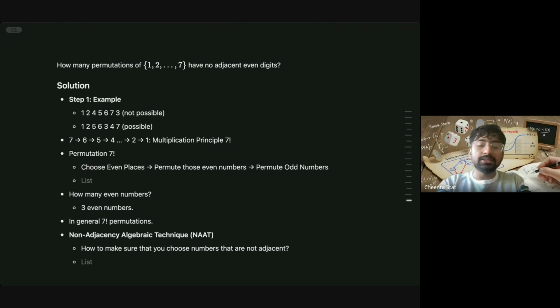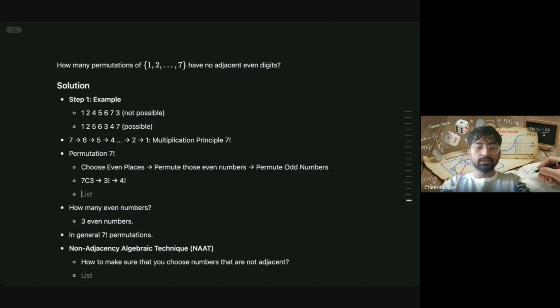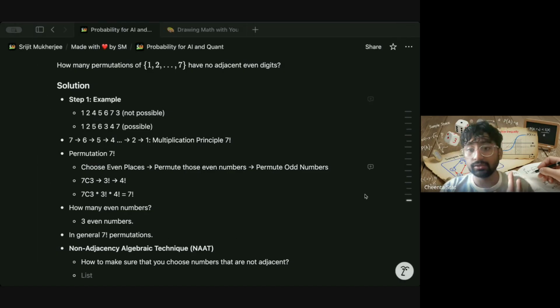For choosing the places of the even numbers, it's 7C3, right? 3 even numbers. For permuting those even numbers, 3 factorial. And for permuting the odd numbers, 4 factorial. So there's 7C3 times 3 factorial times 4 factorial. And if you observe it carefully, it's 7 factorial by 3 factorial times 4 factorial, times 3 factorial times 4 factorial; the 3 factorial and 4 factorial get cancelled. So you have 7 factorial. All of you got this? This is very important, guys, to solve this problem. Did you understand this, guys? Yes or no? How does this 7 factorial come up?